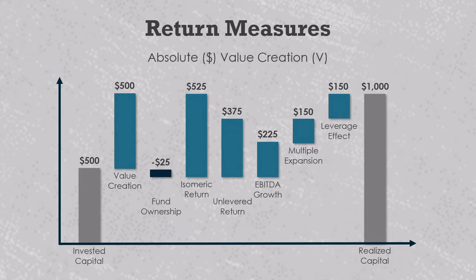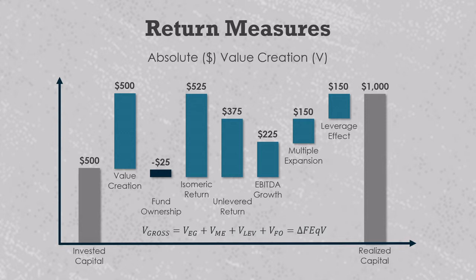We also see that EBITDA growth and multiple expansion add up to the unlevered return. The unlevered return and leverage effect add up to the isomeric return. And the isomeric return and fund ownership impact add up to what we call value creation, the gross return, or the GP's change in equity value. And you can express this as the sum of EBITDA growth, multiple expansion, leverage effect, and fund ownership impact.